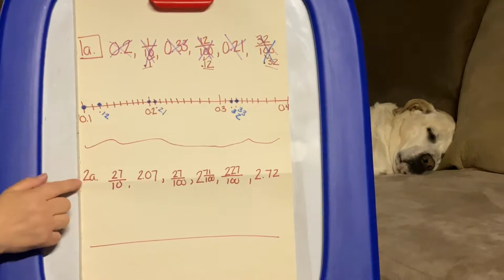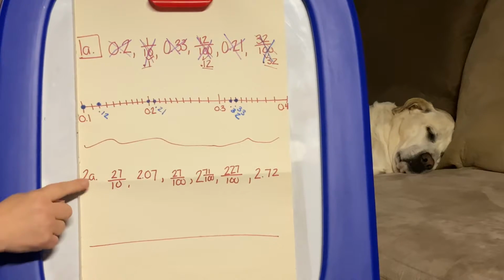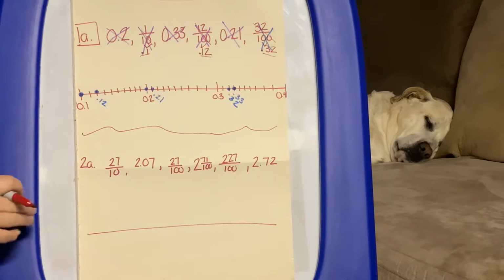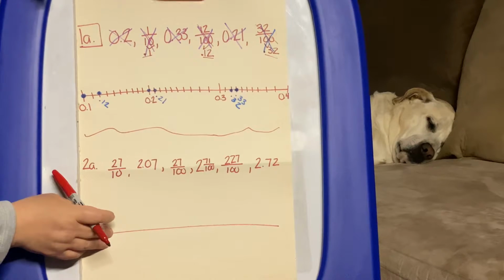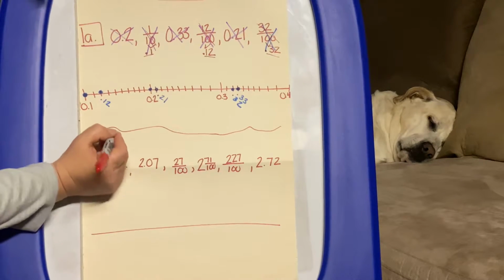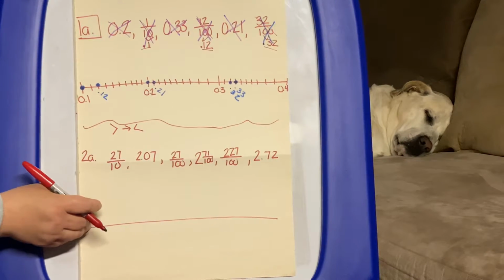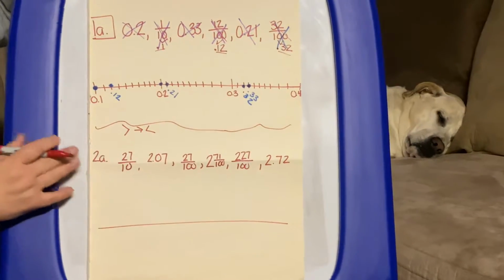Now, you can pause if you want to continue working on here. If not, we are going to move down to 2A. Now, you don't see a numbered line down here. You just see a line, and the directions are to put them in order from greatest to least. Okay, so the biggest number goes first, and then you're working your way down to the smaller numbers.